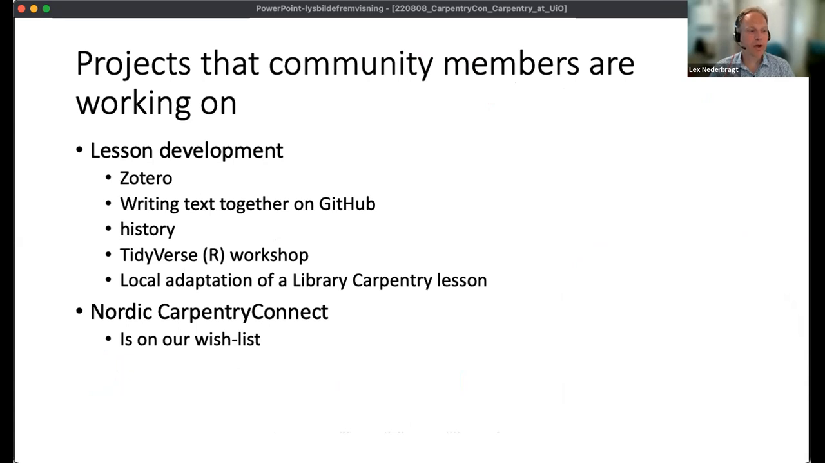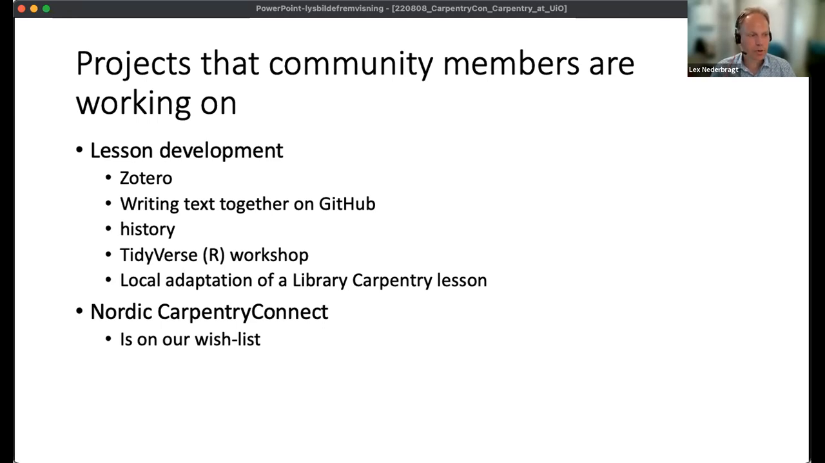Projects that the community members are working on. We actually also see people interested in developing lessons themselves. We have the folks from the library that are pretty far ahead with making a Zotero lesson. Zotero is a management system for references, both for citations and for the PDFs and everything. I started together with one of the others a workshop on if you want to do writing together on GitHub without the command line. So writing text together on GitHub, but still something that we would like to find the time to put in the incubator.